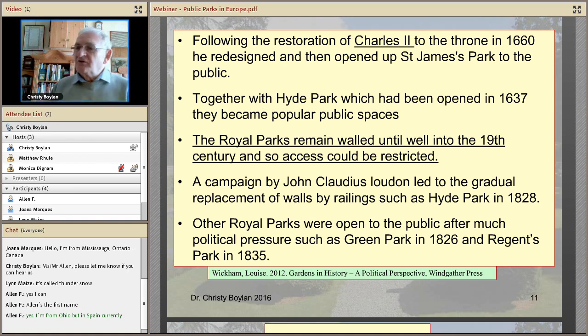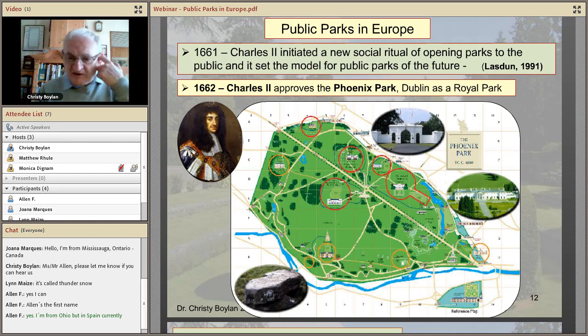But John Claudius Loudon led a campaign for the gradual replacement of walls with railings, and that was done in 1828. Now, this idea of railings, I know in America, many of your parks have no boundaries at all, but we find in this part of the world that a park needs a defined boundary to make it clear that you can't drive in with a car or have any unlawful access. And this is quite an important part of our psyche here.